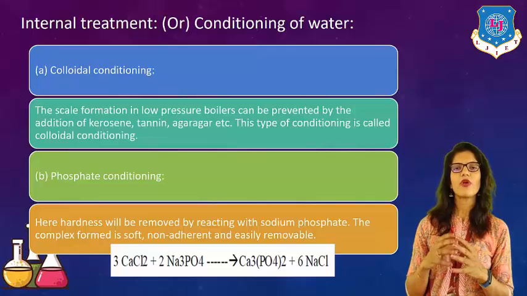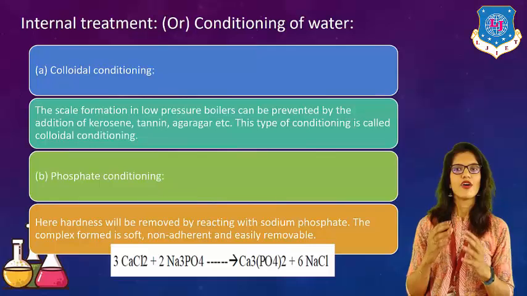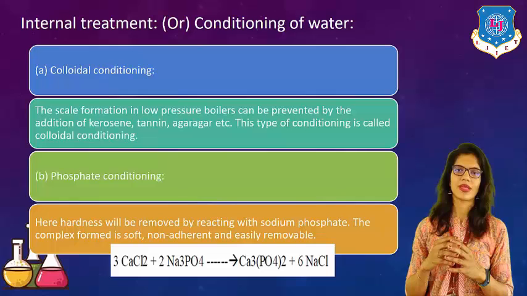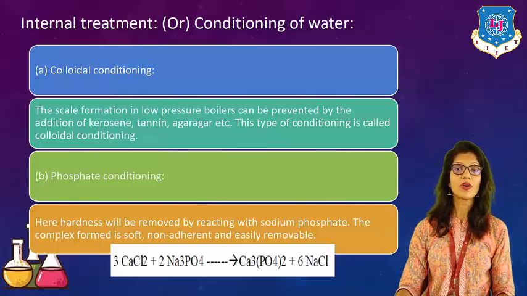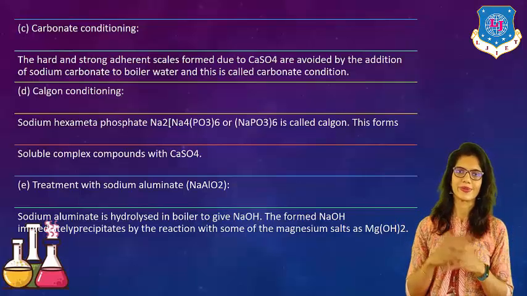Likewise, the second type of internal conditioning is phosphate conditioning. Phosphate conditioning can be done using Na3PO4. So when we add this Na3PO4 to CaCl2 or to hard water, it will remove the hardness from the water. It will convert it in such a manner that we can easily remove it.